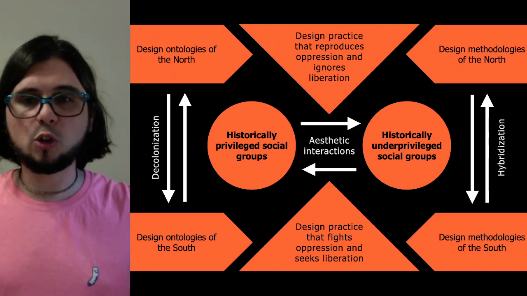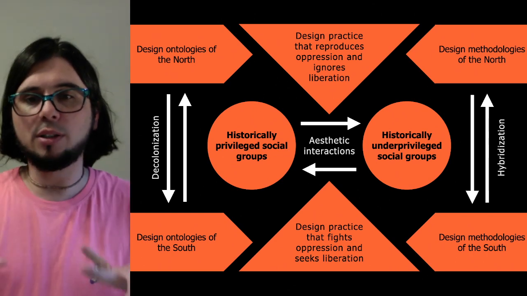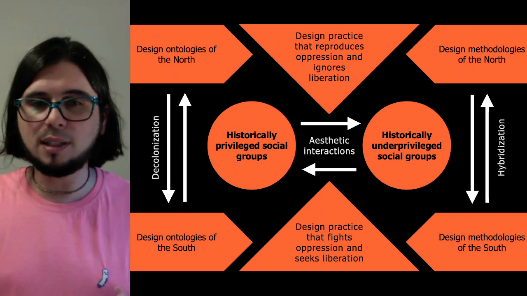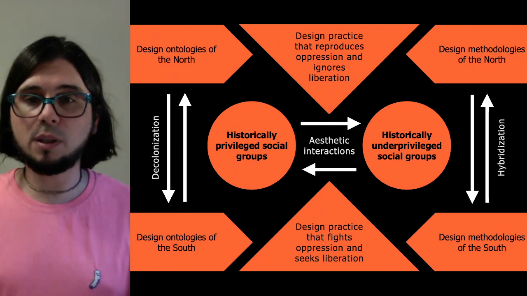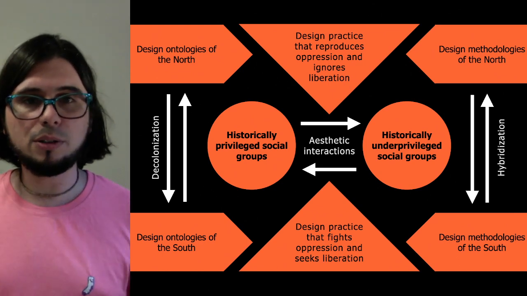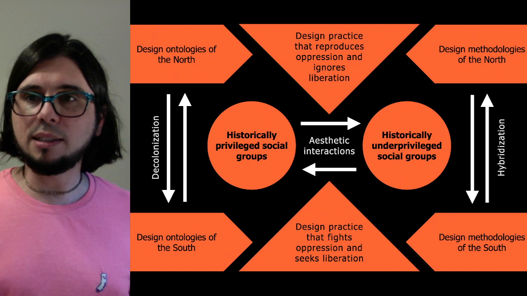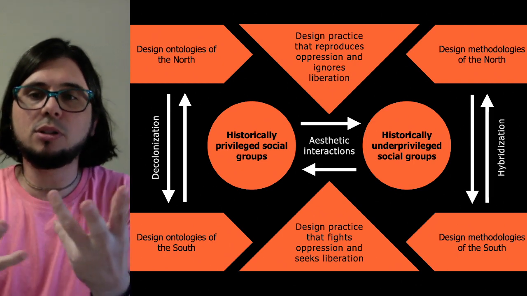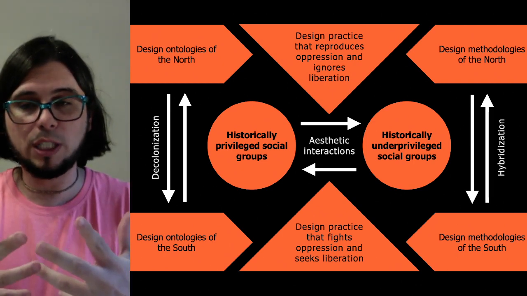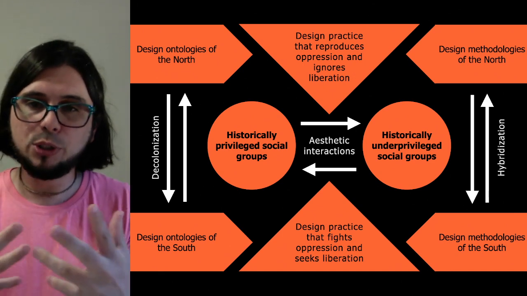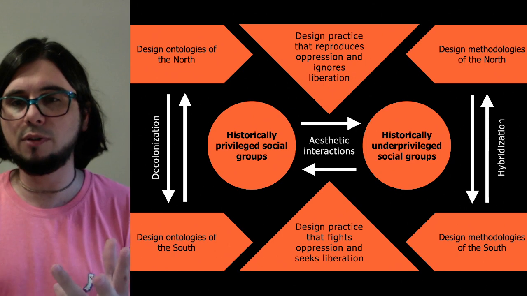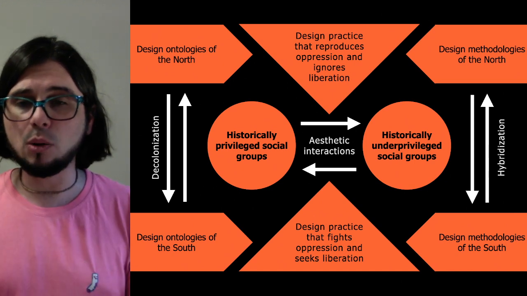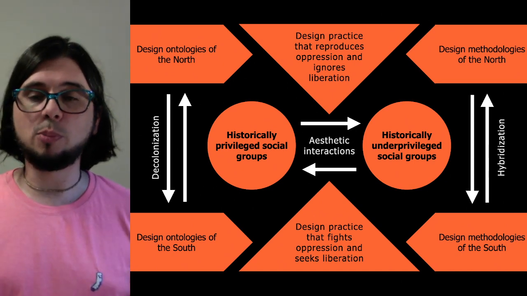What we want is to explore what is in the bottom, a bottom-up process of design practices: find oppression, seek liberation. And for that, we definitely need to interact with design methodologies of the South and design ontology of the South. There are two different processes of doing that, decolonization at the ontological level and hybridization at the methodological level. And all of that has the goal of producing aesthetic interactions where the privileged will work together with the underprivileged in conflict, but a conflict that will produce a new relationship between these different groups that perhaps could help change the oppressive structures and inaugurate and announce a society that is liberated from oppression.